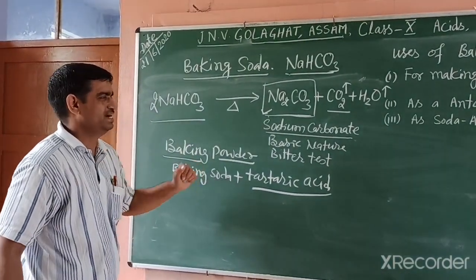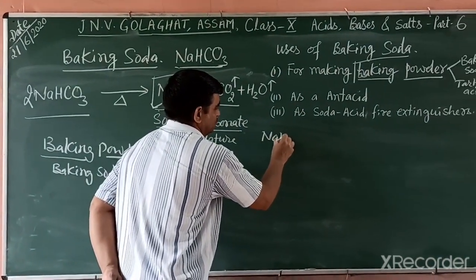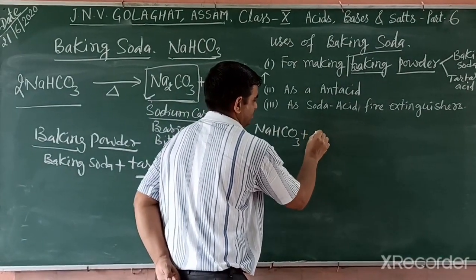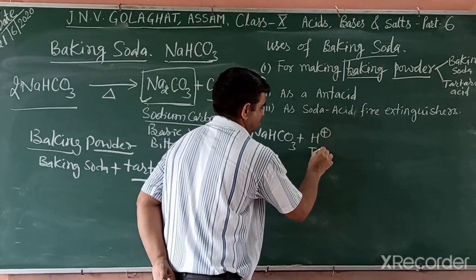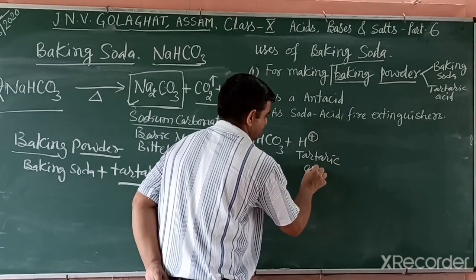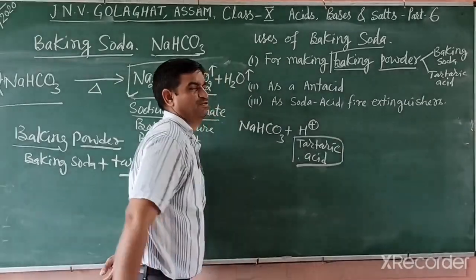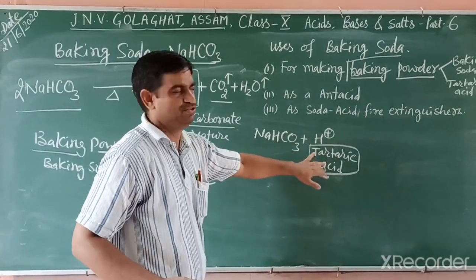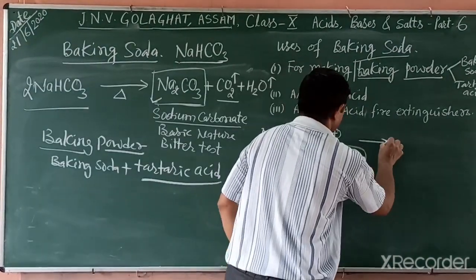So how can we write the reaction? We write it in a similar way: sodium hydrogen carbonate plus tartaric acid, where the hydrogen ion comes from tartaric acid. We will not write the formula of tartaric acid because it is slightly complex and you do not need to write it. So what happens when it reacts?